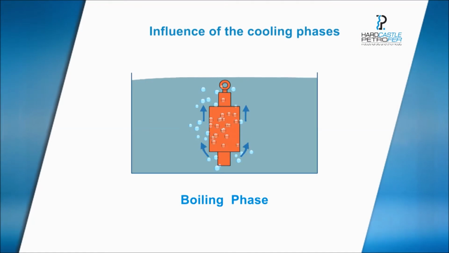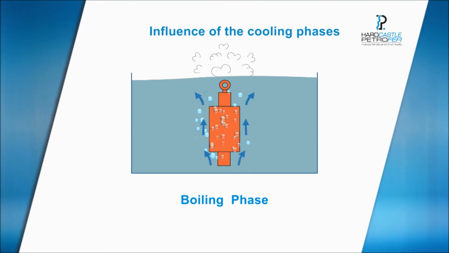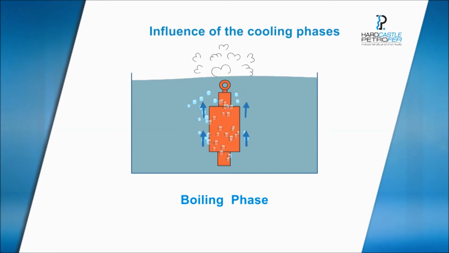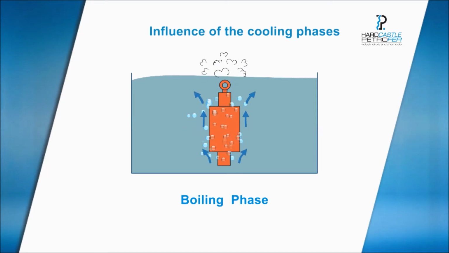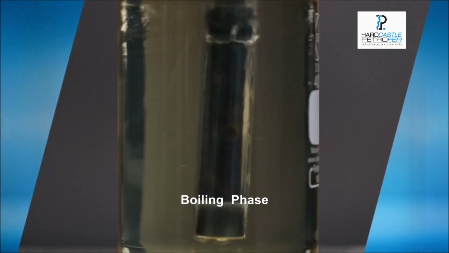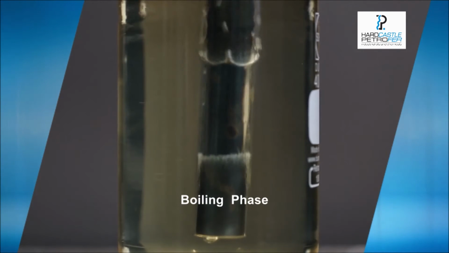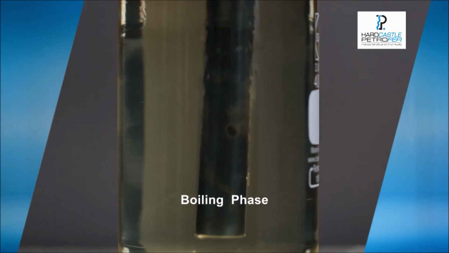After a period of time, depending upon the quenchant and component geometry, the vapor blanket starts to break down and the boiling phase begins. Heat is conducted away at an increasing rate by evaporation of the quenchant at the component surface. The rate of cooling reaches its maximum, and as the surface temperature falls, boiling becomes weaker and finally ceases.